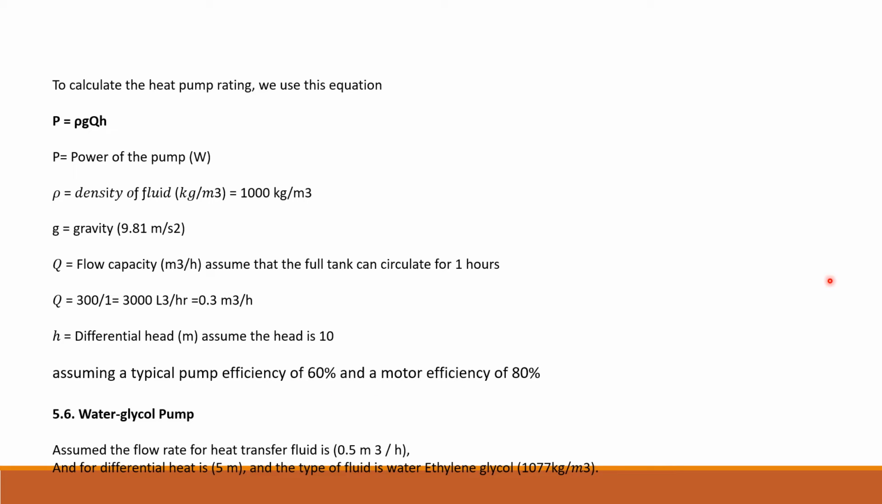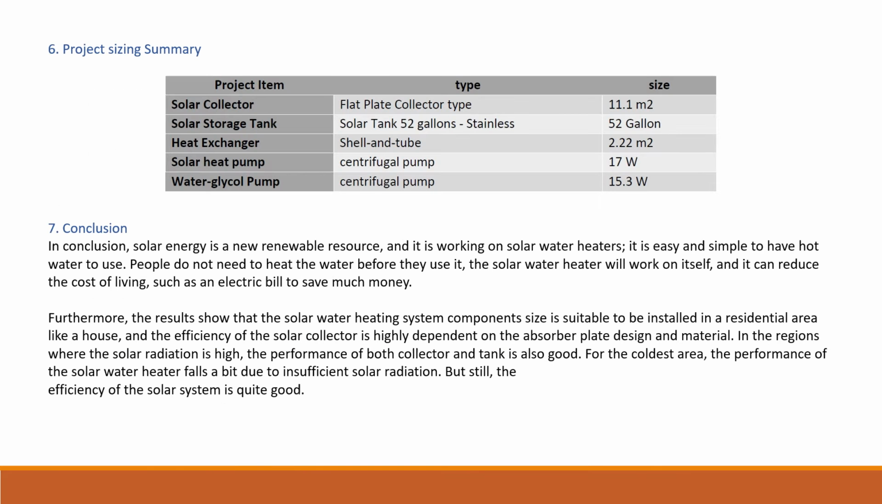Next, we did the water glycol pump. We assume the flow rate of heat transfer fluid is 0.5, the differential head is 5 meters, and the type of fluid is water and ethylene glycol. This is the summary we did for designing the solar water heating system. For the house, we can see the solar collector is 11.1 meters square in size. The storage tank is around 52 gallons. The heat exchanger is shell and tube. The solar heat pump and the water glycol pump are both centrifugal pumps.